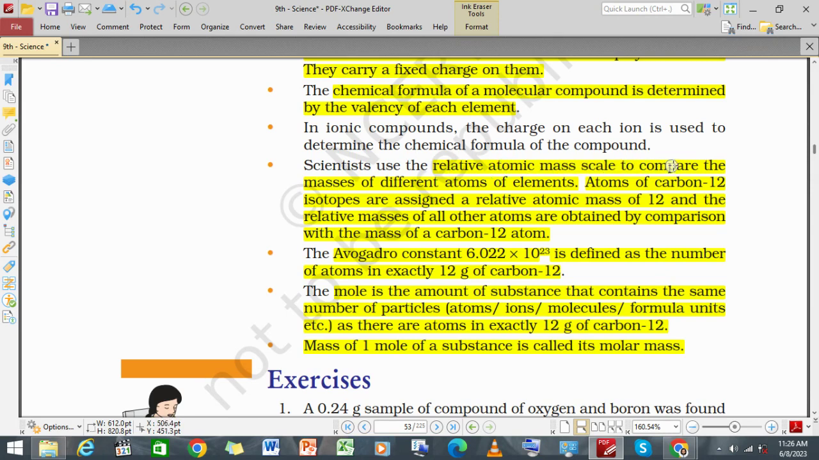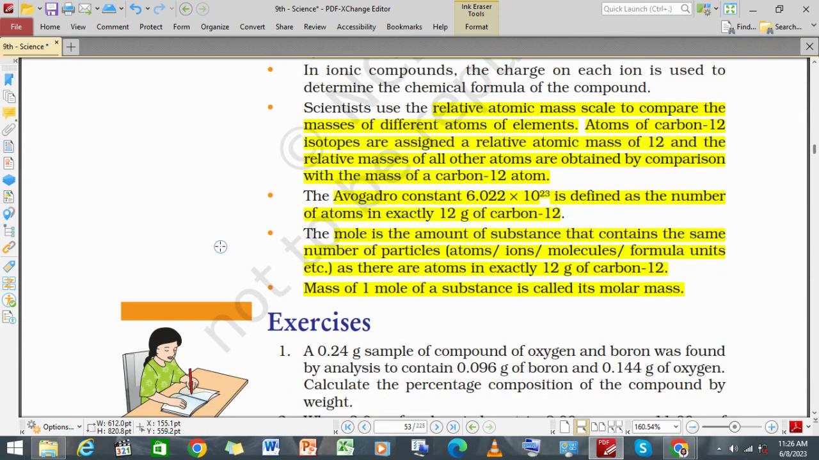Relative atomic mass is a scale to compare the masses of different atoms. An atom of the carbon-12 isotope was assigned a relative atomic mass of 12, and the relative masses of other atoms are obtained by comparison with the mass of carbon-12.